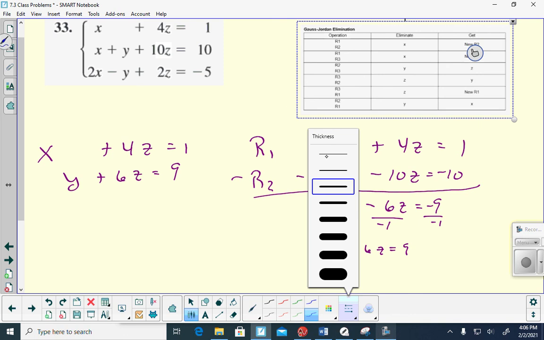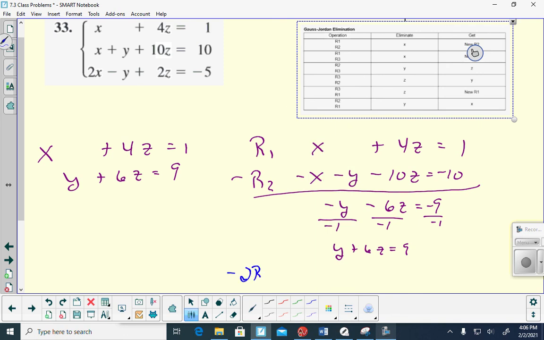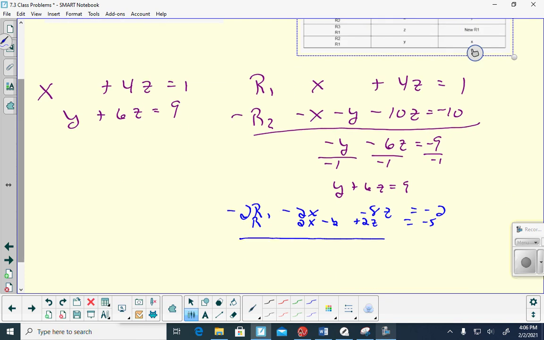So negative 2 times row 1 will be negative 2x. There is no y. Minus 8z is equal to negative 2. And then row 3 is going to be 2x minus y plus 2z is equal to negative 5. Notice how I kept a column for my y's so I would not smush them together. So my x's will drop out and I have negative y minus 6z is equal to negative 7.